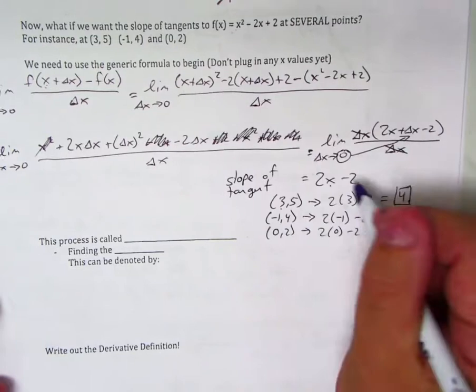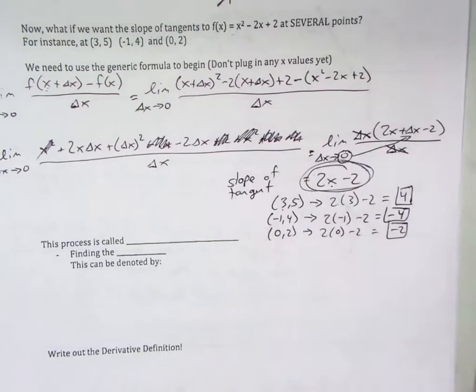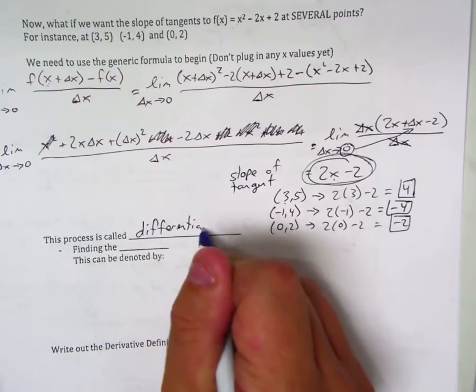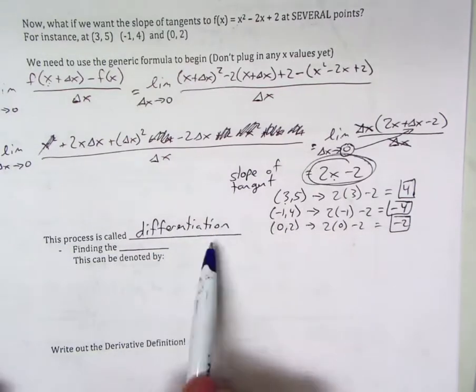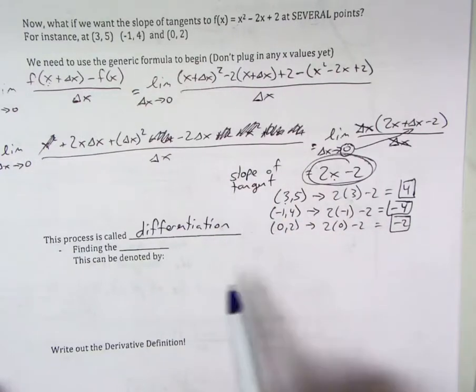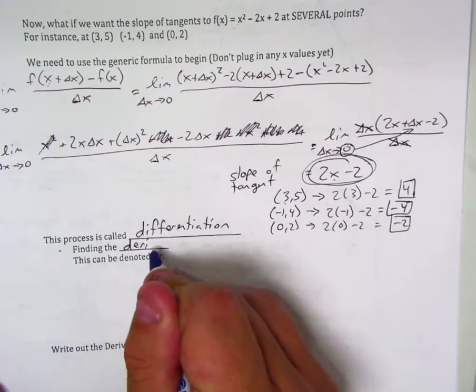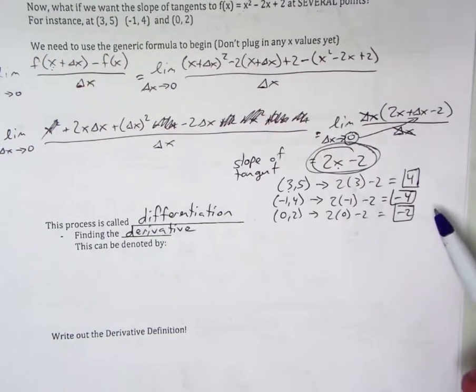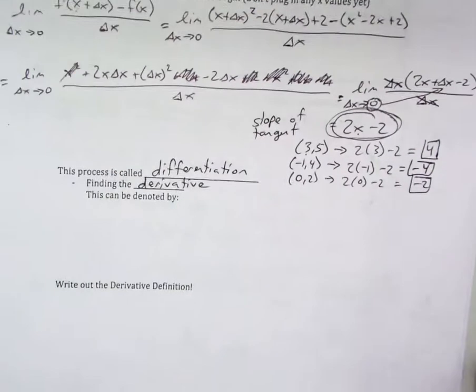This process that we just did, finding this expression right here, is called differentiation. We just differentiated this function, and what we found when we differentiate is the derivative. And what the derivative does is allow you to find slopes of tangent lines at any specific point on a curve. Essentially, what this is finding is the instantaneous rate of change, the instantaneous velocity at any specific moment in time. That's really where we're headed with this, but that's what we're doing for right now.